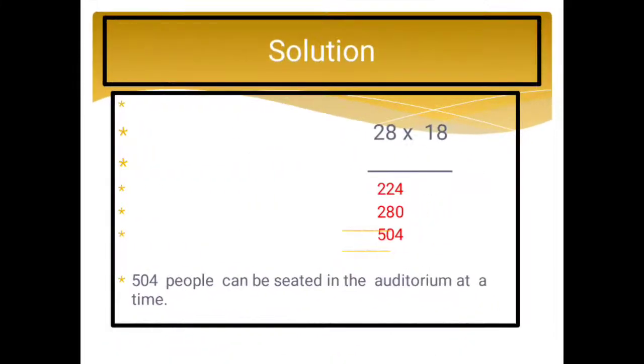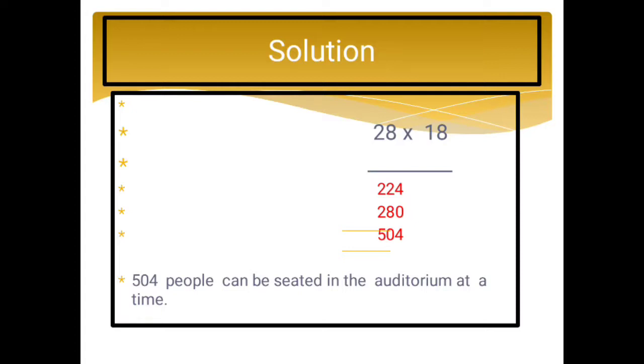So once again we are doing the multiplication in the same way that I told you. 28 into 18. So 8 8s are 64. 4 is here, carry 6 is here. 8 2s are 16, 16 and 6 is 22. Then 0 is here. 2 1s are 2, and 2 1s are 2, and 8 1s are 8. So we write down 1 8 is 8 and 2 1s are 2.